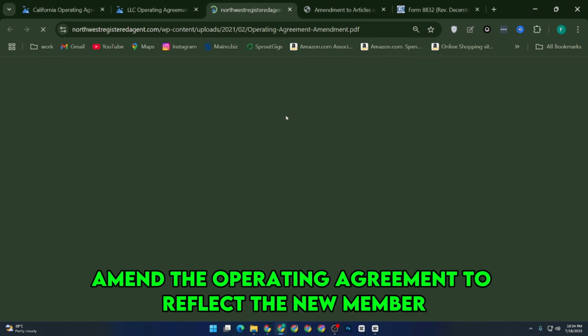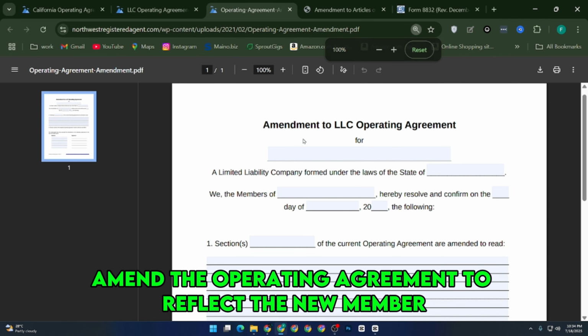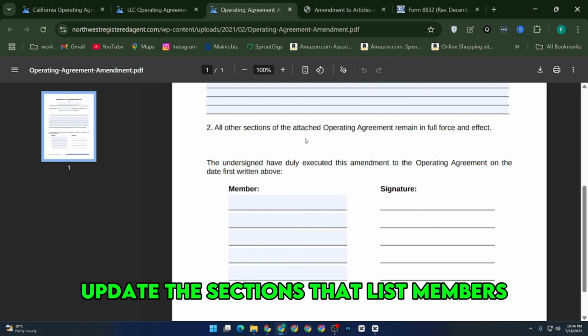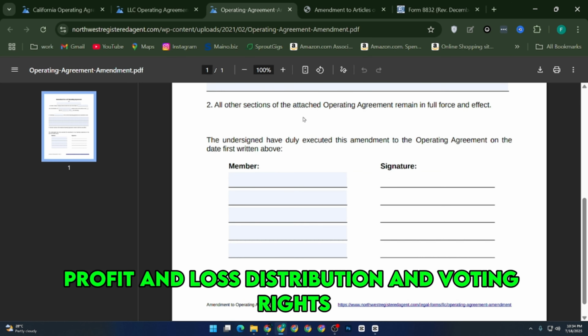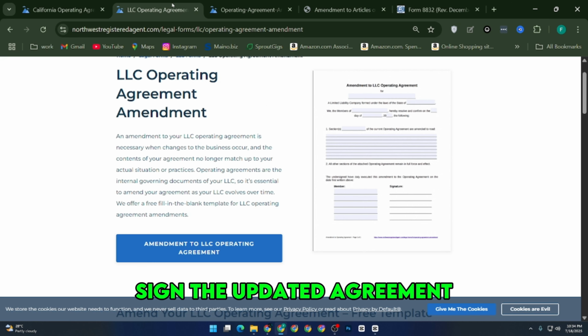After approval, amend the operating agreement to reflect the new member. Update the sections that list members, their ownership percentages, profit and loss distribution, and voting rights. Make sure all existing and new members sign the updated agreement.